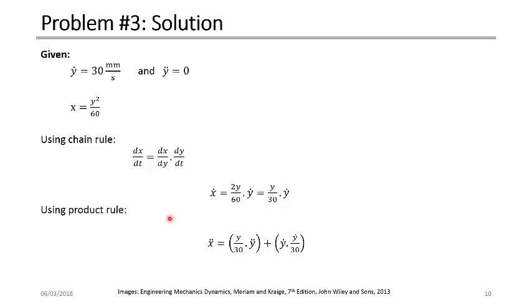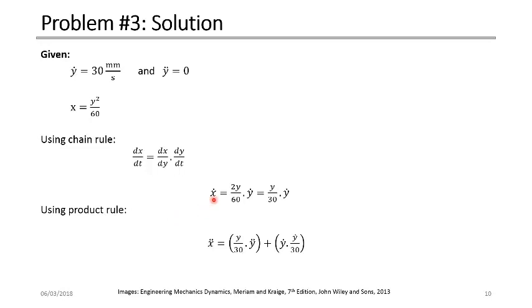In order to find x double dot, which is the component of the acceleration in the x direction, we need to again take the time derivative of this equation. But the problem is even more complicated because on the right-hand side we have two variables. y is a variable and y dot is another variable. So we need to use the product rule here.